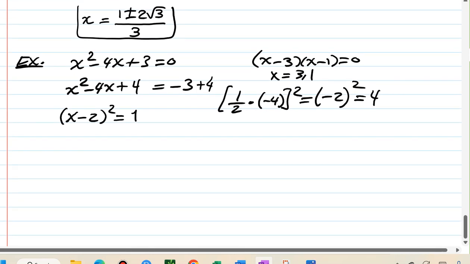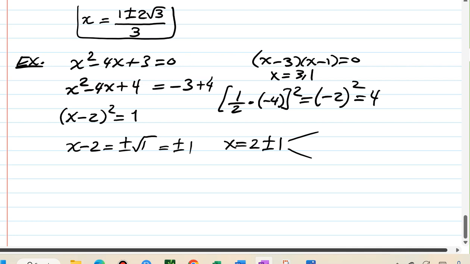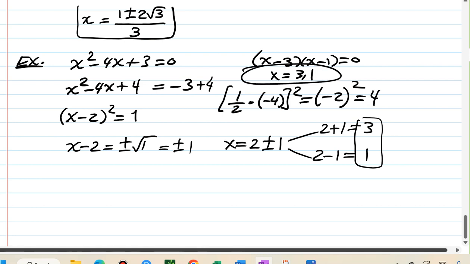And also don't forget the square on the binomial. Now we can take the square root of both sides. That's the square root principle. The square root of 1 is plus or minus 1. We're going to add 2 to both sides. Another way we handle plus minus: 2 plus 1, we get 3. Another, you take away 1 from 2, you get 1. Solution is 3, 1, just as it was up here.